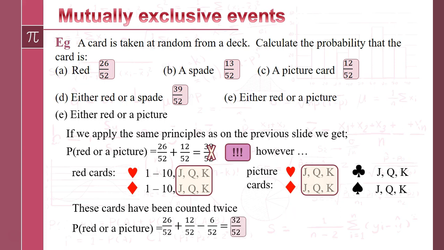So what we've got to do is say, well, the probability of red or a picture is our two probabilities added together, and then we've got to take away the ones that have been double counted. So what we've actually got is 32 over 52 is the correct answer for that one, not 38 over 52.